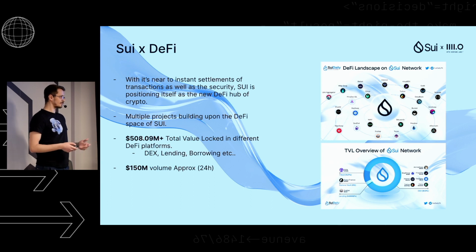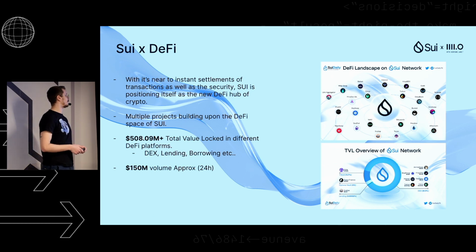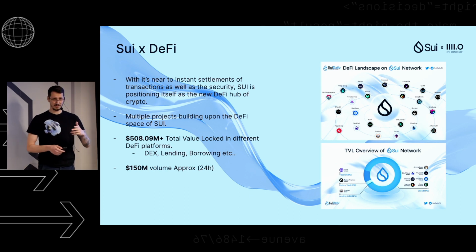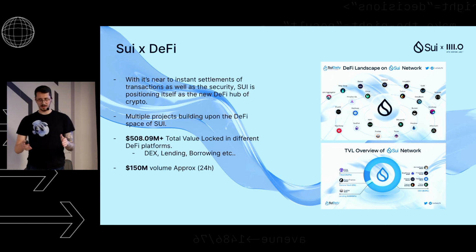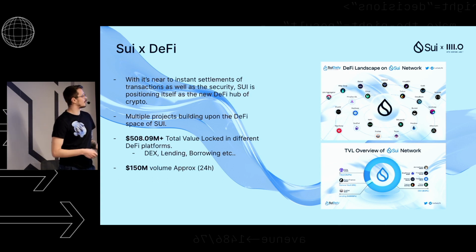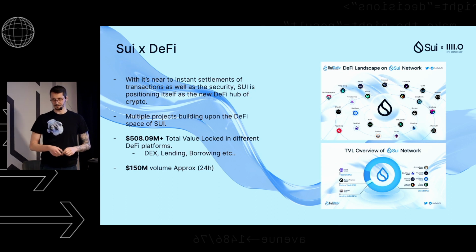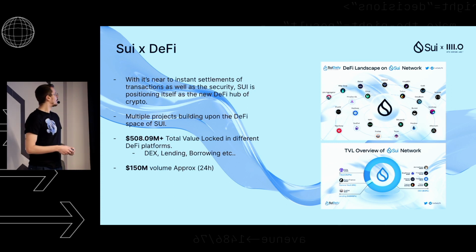DeFi. Now, DeFi is also mostly about numbers. There's 508.09 million total value locked in different DeFi platforms, with the biggest being DEX, lending, borrowing, etc. That's 150 million in volume for the last 24 hours. No, that was a week ago. It's probably a little different number, but it's still around that range today. You can see some of the landscape in these images of what the SUI DeFi space offers in terms of services, already existing products, etc. Right?